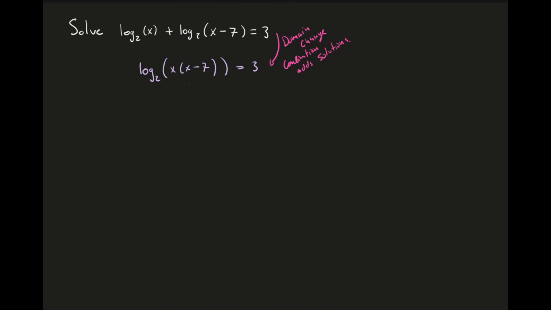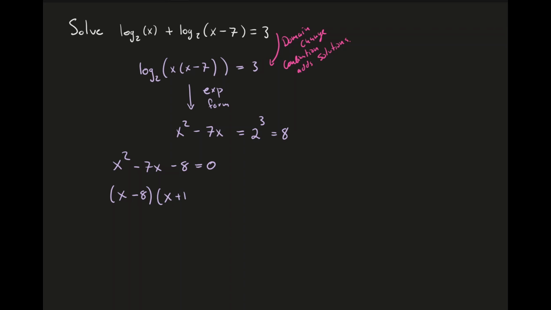So in this case, we convert it to exponential form. We get x squared minus 7x, multiplying that inside there, and then I get 2 cubed, which is equal to 8. So this turns into the polynomial x squared minus 7x minus 8 is equal to 0. Then we come back down to factoring. This factors as x minus 8 times x plus 1 is equal to 0, so x is equal to 8 or x is equal to minus 1.